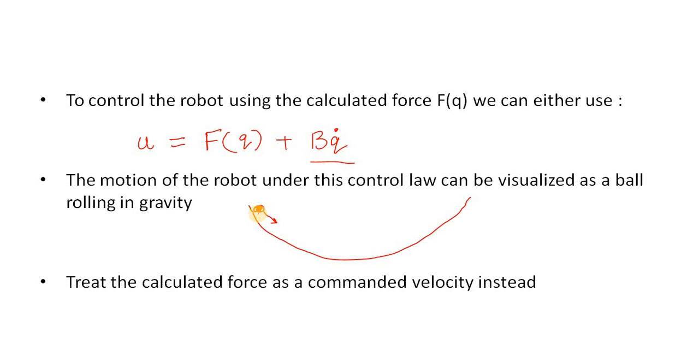Like in the real world, when a ball moves from a higher point to a lower point, it also experiences friction, and the friction actually slows it down. The same thing we are doing here. With our original force, we are adding some damping or friction, so our robot can mimic the behavior of a ball under the influence of gravity, rolling down till it reaches your goal point, or the minimum of your potential.